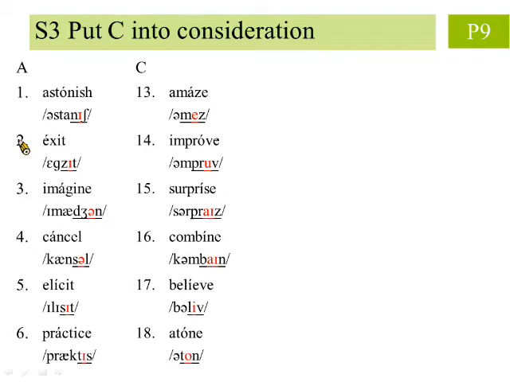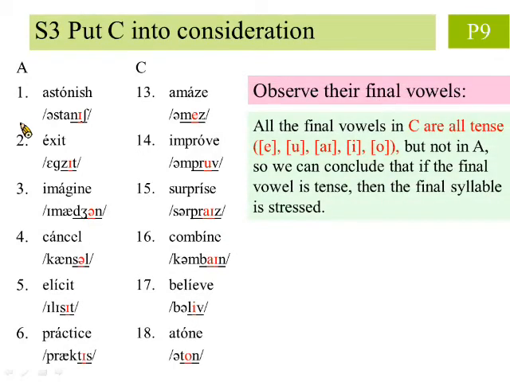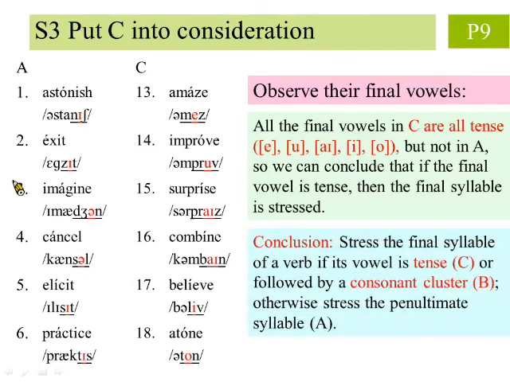Finally, we compare columns A and C and color their final vowels in red. We observe that all the final vowels in C are tense, that is, A, U, I, E, O, but not in A. Therefore, we can conclude that if the final vowel is tense, then the final syllable is stressed. To sum up our findings, stress the final syllable of a verb if its vowel is tense, or if the verb is followed by a consonant cluster. Otherwise, stress the penultimate syllable.